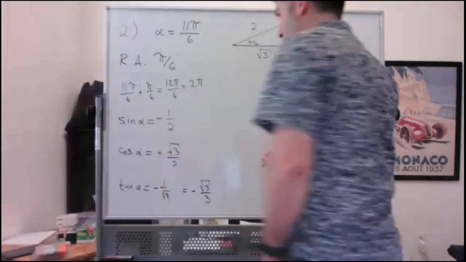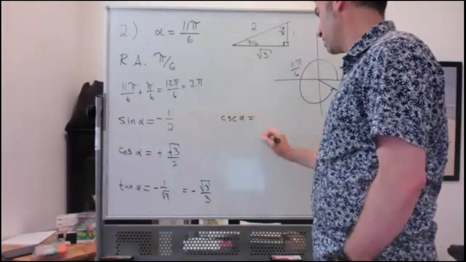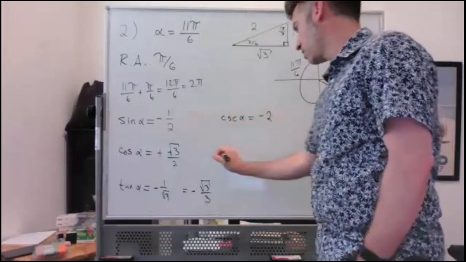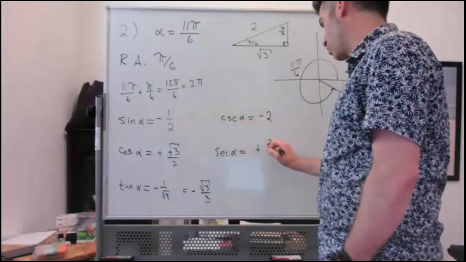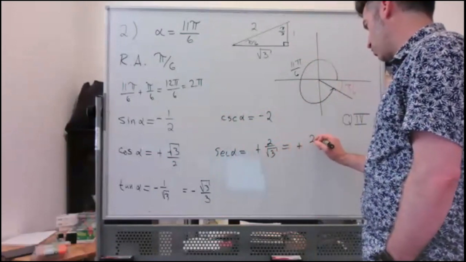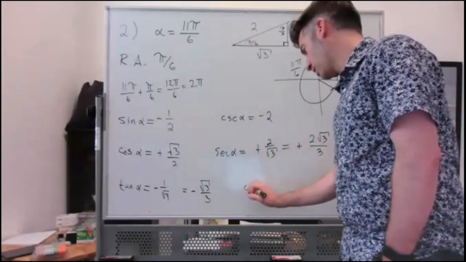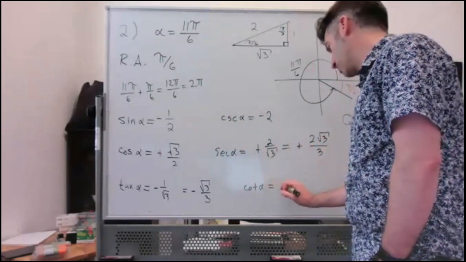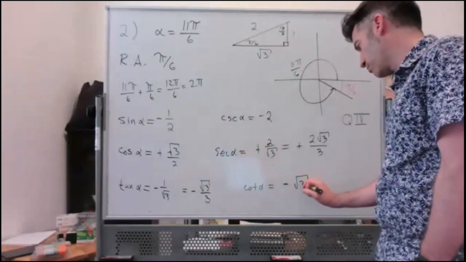And then we do the reciprocals. Cosecant of alpha is going to be negative 2. Secant of alpha is going to be positive 2 over root 3, which is equal to positive 2 root 3 over 3. And cotangent of alpha is going to be negative root 3 over 1, which is just negative root 3.